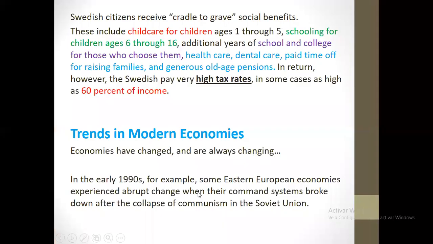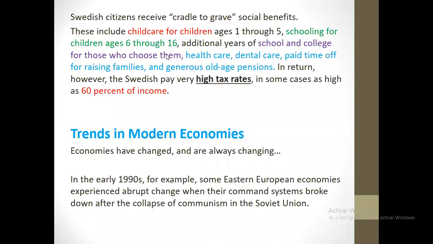Okay? Now vamos a concentrarnos en Suecia. ¿Cómo trabaja en Suecia? Dice, Swedish citizens receive cradle to grave social benefits. O sea que ellos reciben beneficios desde que nacen hasta que mueren. Reciben muchos beneficios sociales. Esto incluye, por ejemplo, el cuidado de los niños desde 1 hasta los 5 años. Después, las escuelas de 6 años hasta los 16. Adicionalmente, los años de la universidad. School, college. El gobierno se encarga de todo eso.